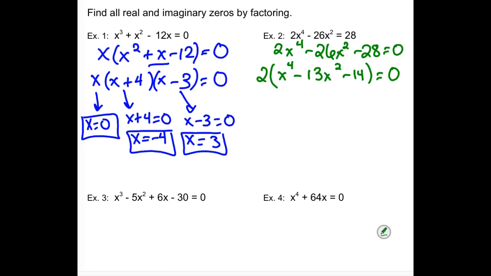We do have a trinomial that we can factor. It has a higher power here. It's an x to the fourth, but it fits our quadratic pattern. So I'm going to split that into an x squared and an x squared.